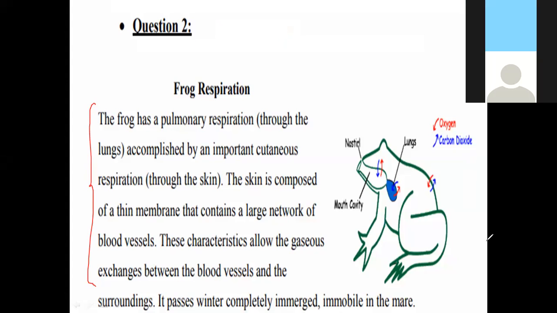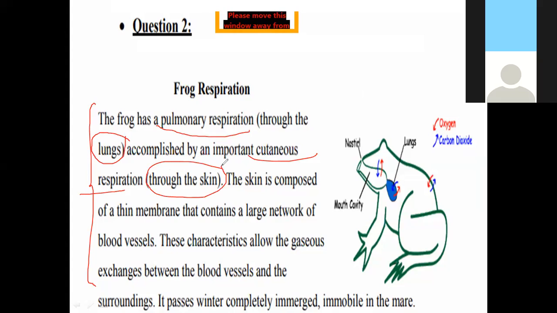Let's move now to Mia Hassan. What do you think? What are the 2 different types of respiration? Pulmonary respiration, very good. It's through what? Through the lungs. And the second one is the cutaneous respiration. It's through what? Through the skin. So we have 2 different types of respiration. The first one is pulmonary, through the lungs, and the second one is cutaneous, through the skin. Thank you, Mia.